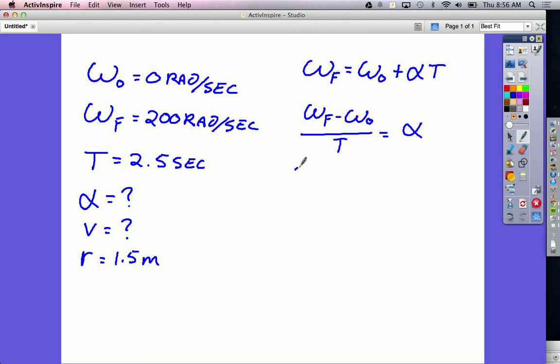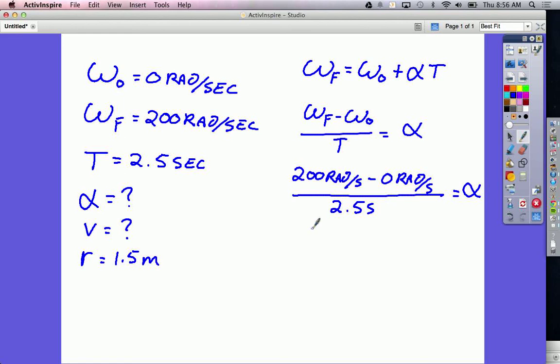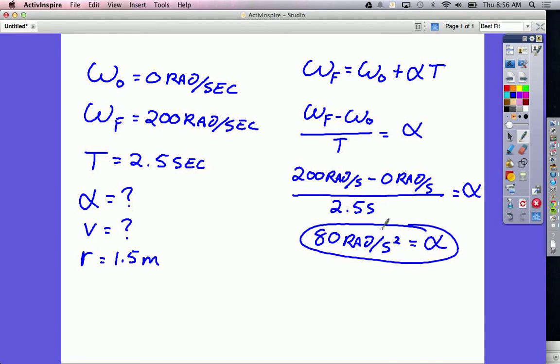Plugging in our numbers, we get 200 radians per second minus 0 radians per second all over that 2.5 seconds gives us our alpha, and when we plug that into our calculator, we should get 80 radians per second squared for our angular acceleration. So that's our first answer.